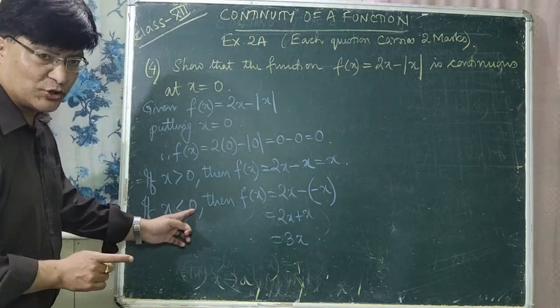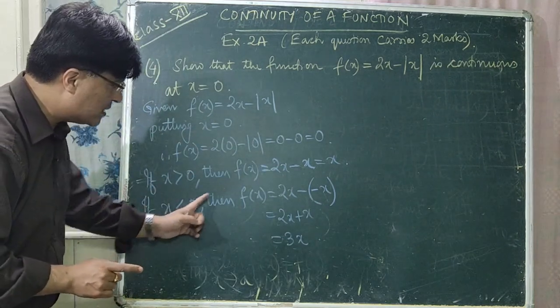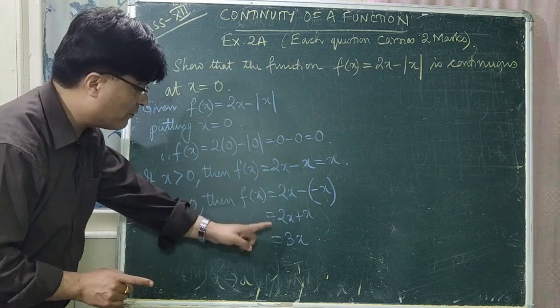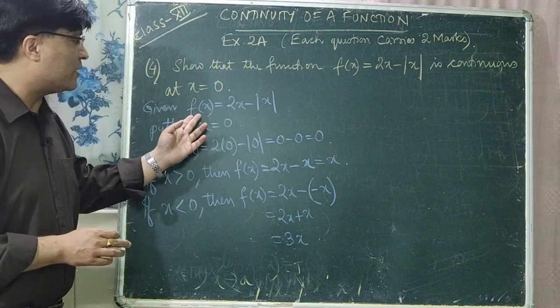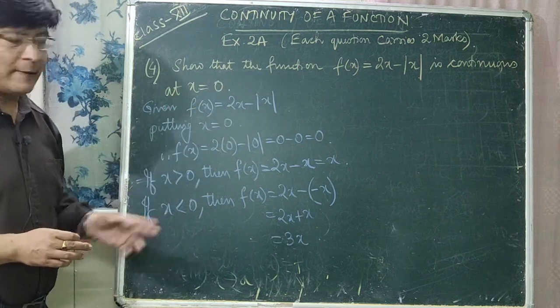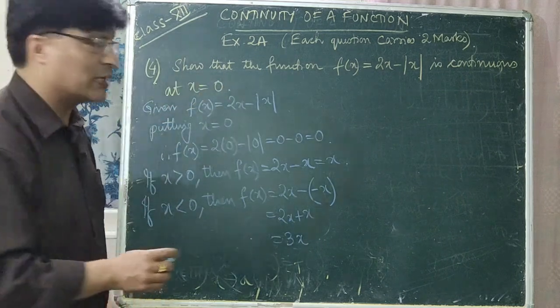If x is less than 0, then what is the value for f of x? f of x is equal to 3x. Now we can redefine this function. How can you redefine this function now?